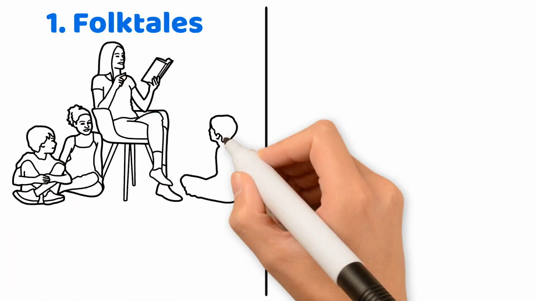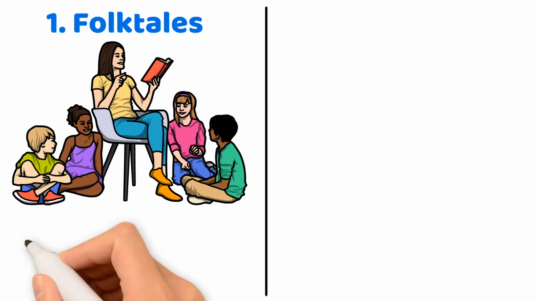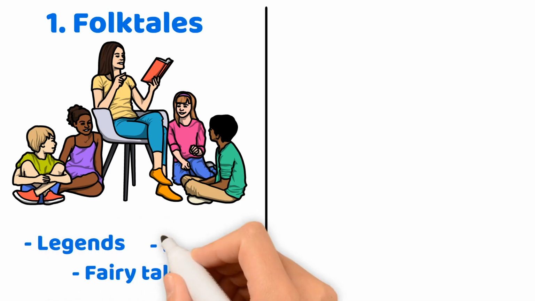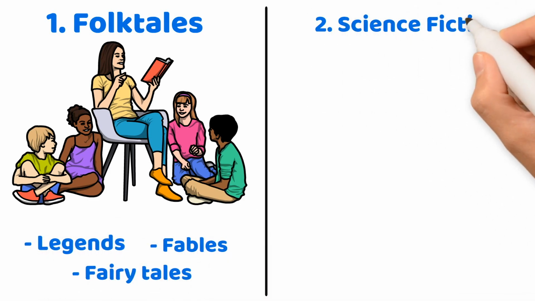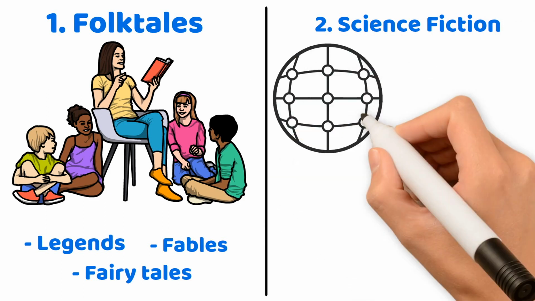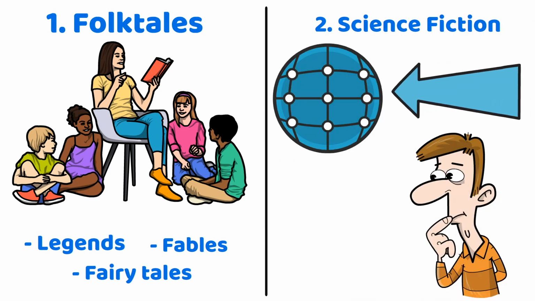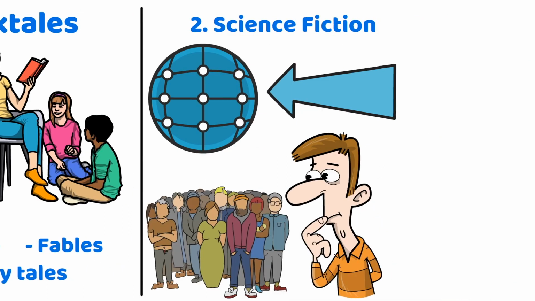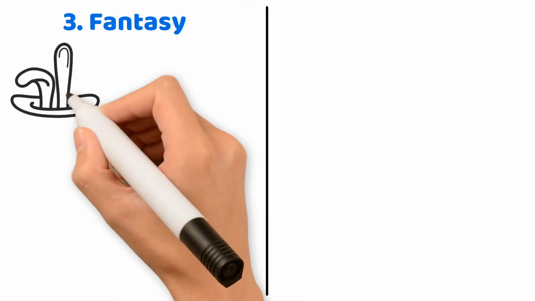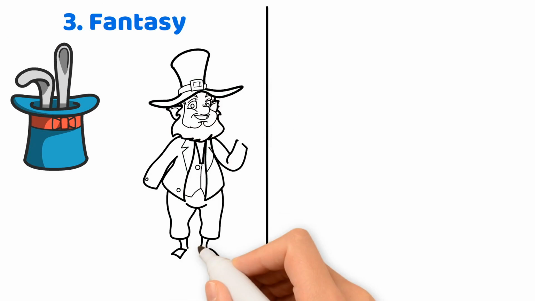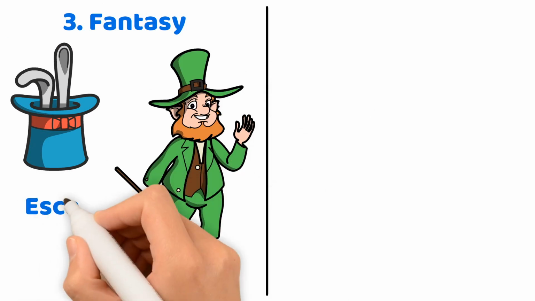These are stories passed down through generations, often orally. They typically involve legend, fairy tales, and fable. 2. Science fiction. This genre explores futuristic, imaginative, or technological advances and their impact on society. 3. Fantasy. Involving magical elements and otherworldly settings, fantasy genres allow for immense creativity and escape.